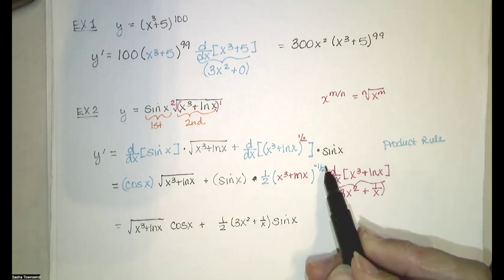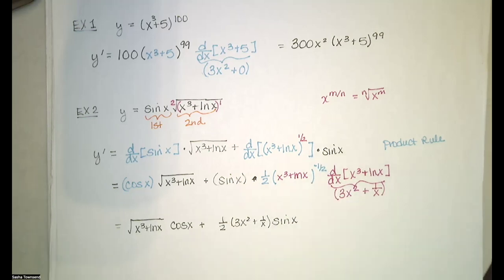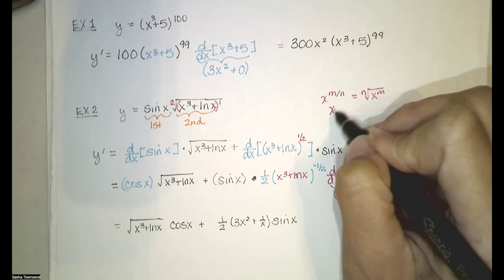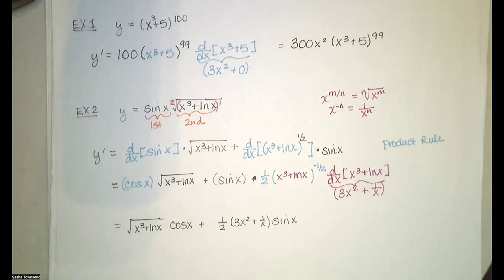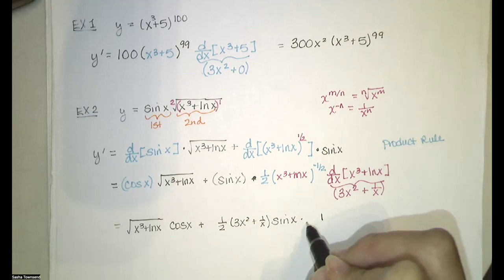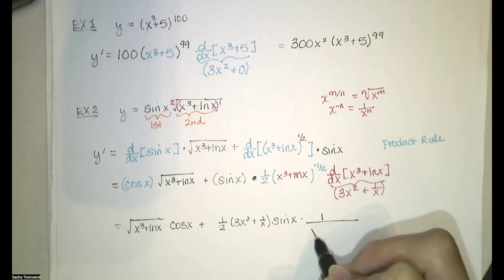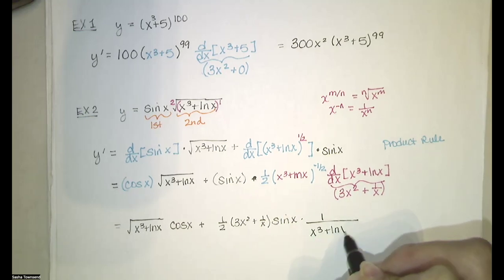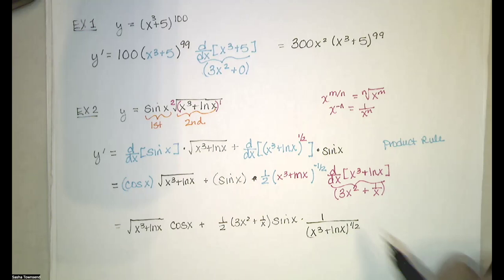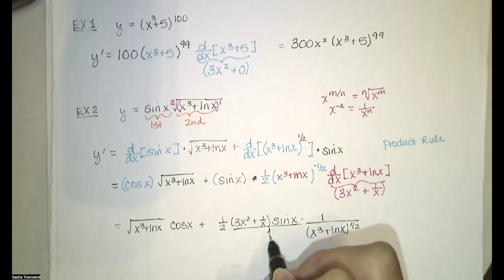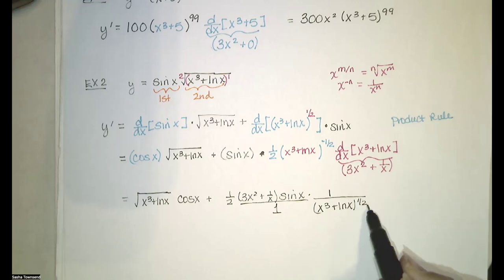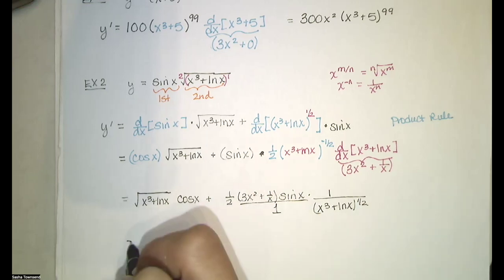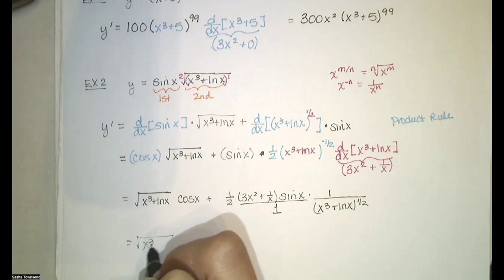And because of that -1/2 power, and this property, x to the negative n is 1 over x to the n, that's actually 1 over that expression raised to the +1/2. And we can think of this as itself over 1. If we multiply straight across and replace that 1/2 power with a square root, we end up with this.